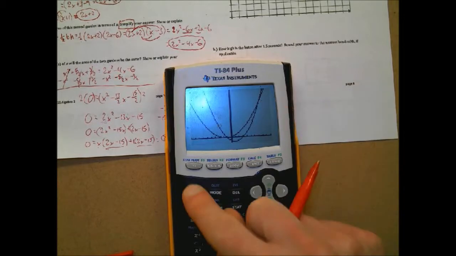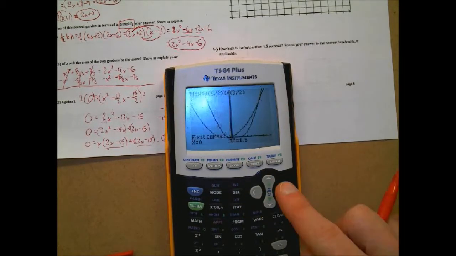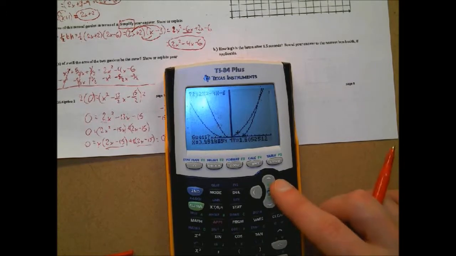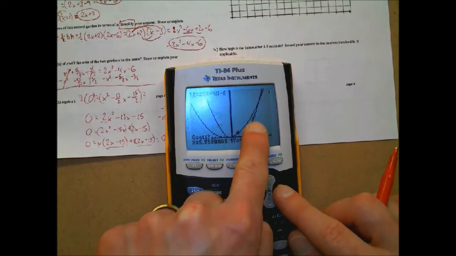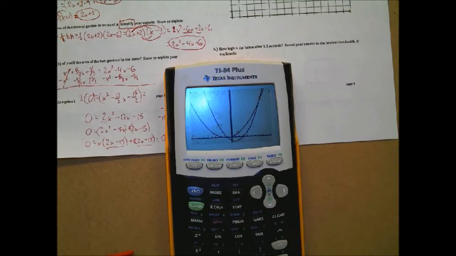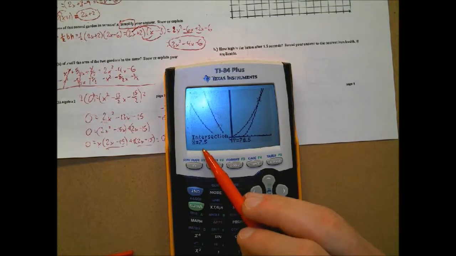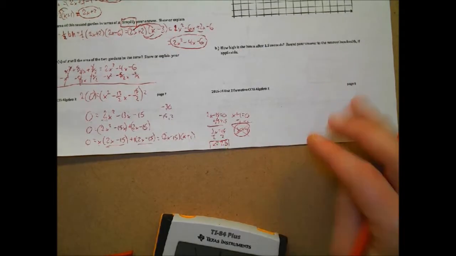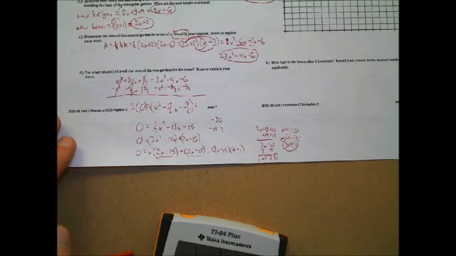Second trace, intersect, first curve, second curve, and now the guess is important. You want to move your cursor in towards the actual point of intersection we're trying to find. And there's our 7.5. Okay, there it is. Okay. Now, those are your choices.